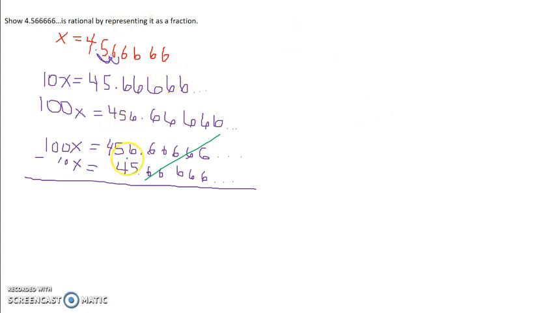So 456 minus 45 gives me 411. That's equal to 100x minus 10x, which gives me 90x. So here I have 90x equals 411. What you're going to do is solve that equation, so I'm going to divide both sides by 90.